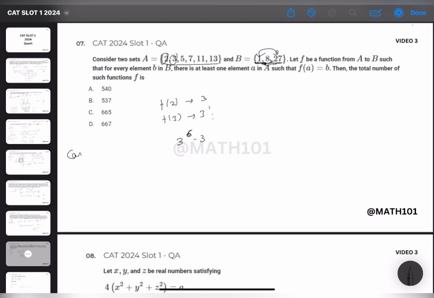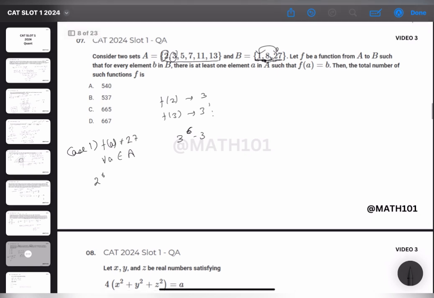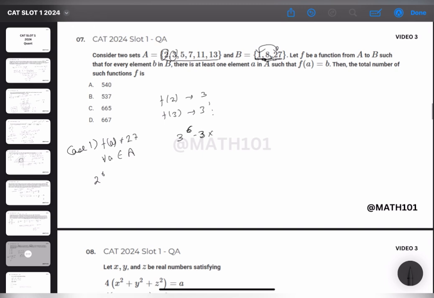For example, in case 1, when f(a) is not equal to 27 for all a in A, this means that f2 is either 1 or 8, f3 is either 1 or 8, and so on. So in that case, there are 2 to the power of 6 possible functions. None of these functions map any of the elements of A to 27. Similarly for 8 and 1 also, so that's why there is 3 here into 2 to the power of 6 different functions.